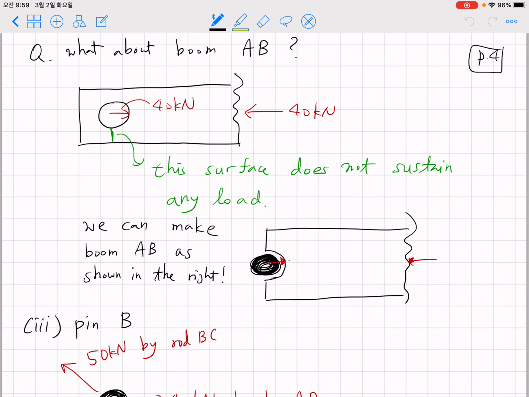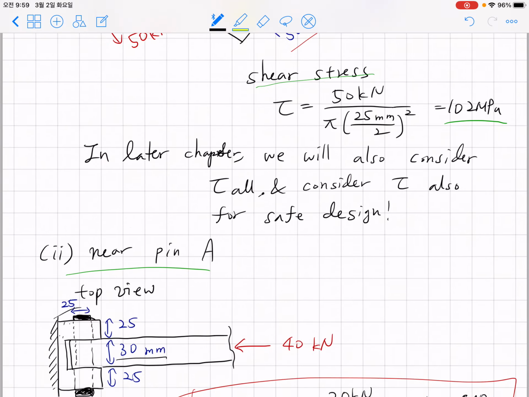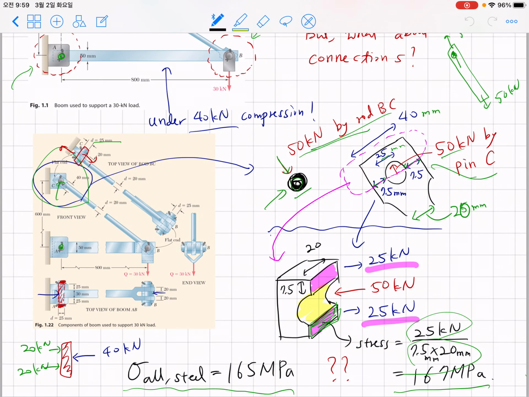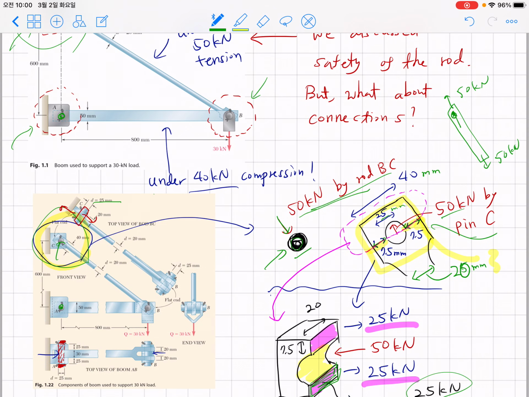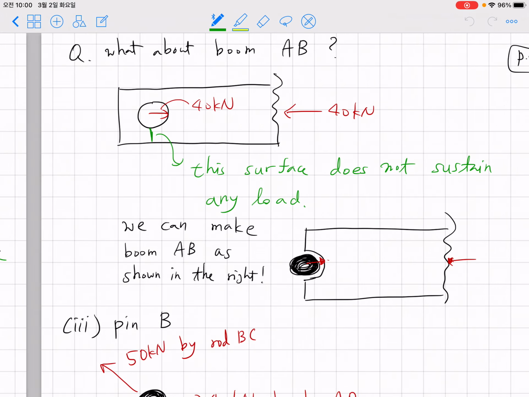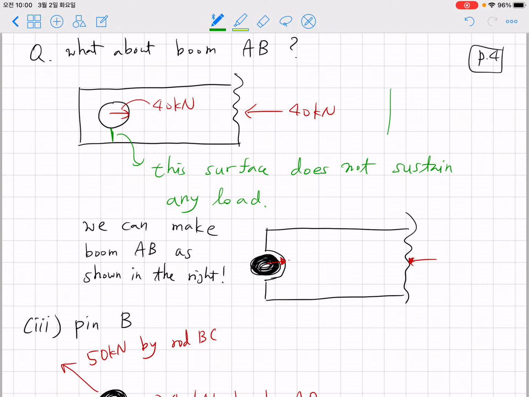Now let's consider boom AB. In rod BC, we made a magnified view around this rod BC, and we worried about the safety of these points. Now what about boom AB? Boom AB is under 40 kilonewton compression, so actually my answer is you don't need to worry about it.